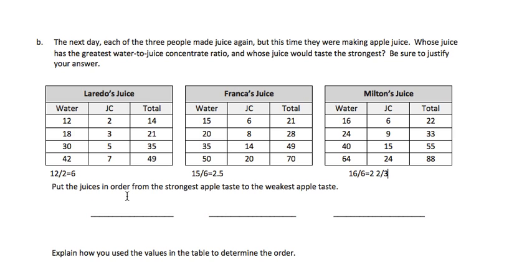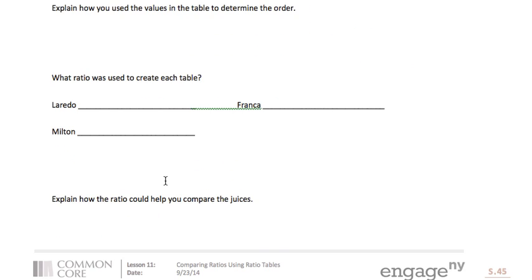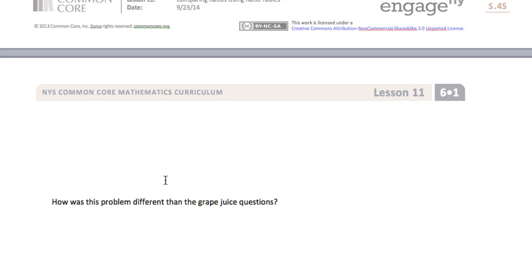Then they ask us to put the juices in order from the strongest to the weakest apple taste. That would mean then that the less water you have, the more concentrated the juice will taste. The strongest juice would be 2 5/10, since that has the least amount of water. So Franca's juice, in this case, would be the strongest, then Milton's, and then finally Laredo's, who had a lot more water, at 6 parts of water. You need to explain in the same way that I explained it to you, and then show how it is different from the grape juice questions.